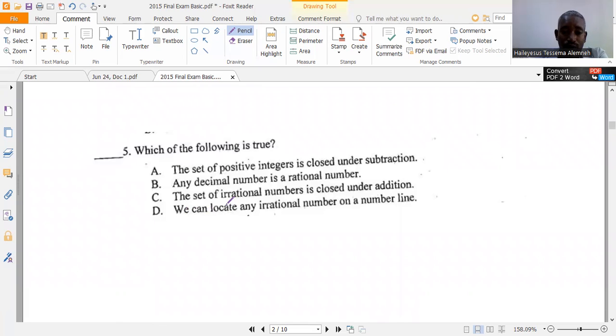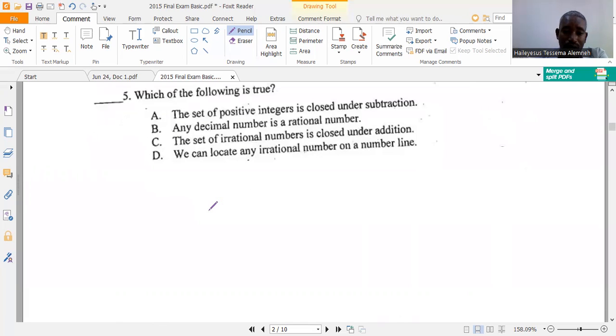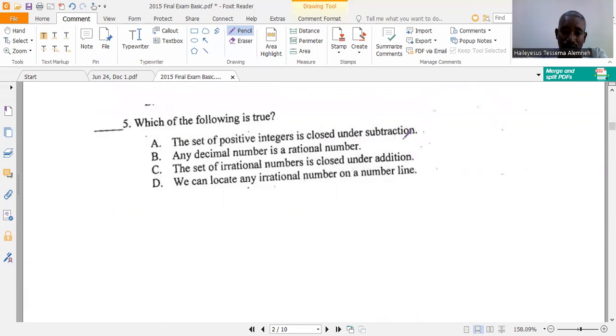Which one of the following is true? The set of positive integers is closed under subtraction. This means, for instance, 2 minus 5, which is just minus 3, which is not an element of the positive integers. So it is not true.